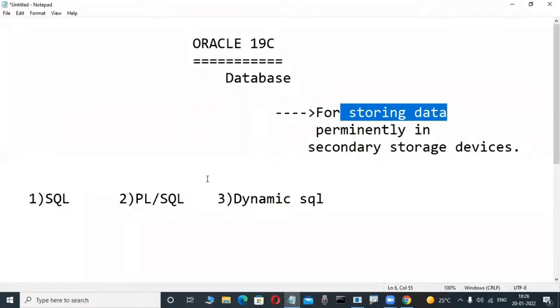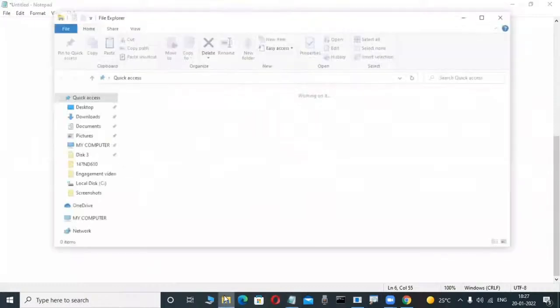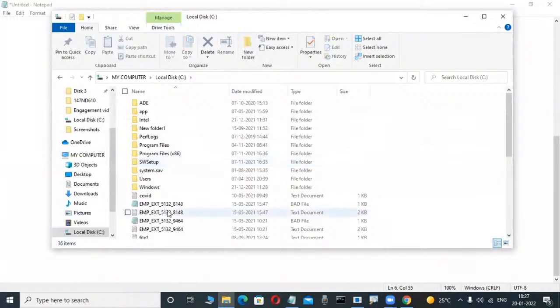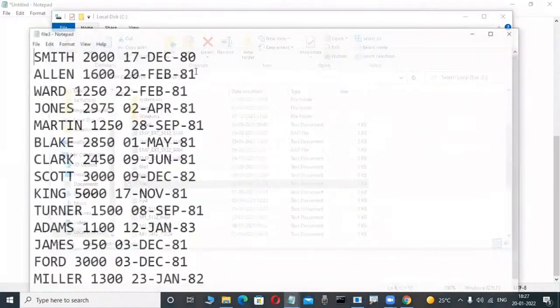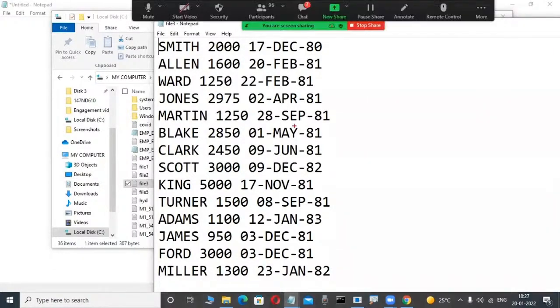Actually, databases are not only for storing data, but efficient retrieval of data is also important. For example, in the olden days, before 1960, they stored data in a file format only. We will learn this in future history. A file format also stores data permanently. But say employee details are there, and I want to retrieve the employees who joined before 1981.